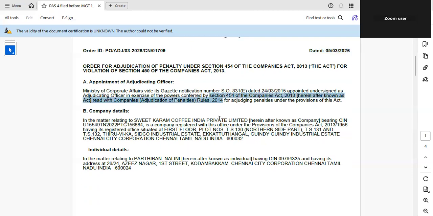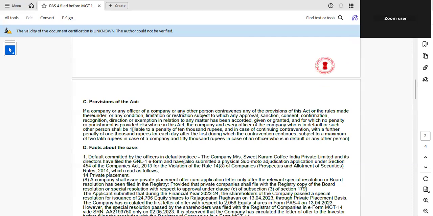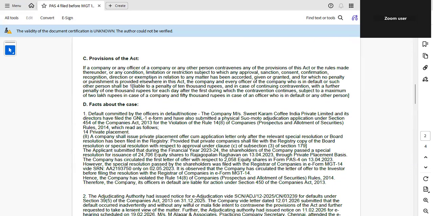Let us understand the case step by step. This is the case name, and this is the company name: Sweet Karam Coffee India Private Limited. This company is in the food products industry and is a coffee brand. This is a Chennai based company. Officer in default is also mentioned in the order. This is the director name, officer in default, because the company and director both are penalized. We'll see the legal provisions.